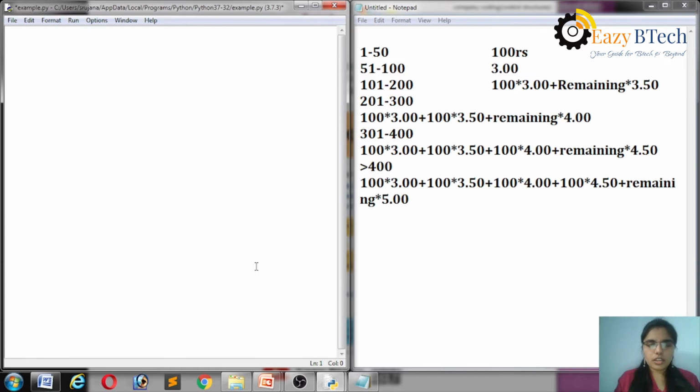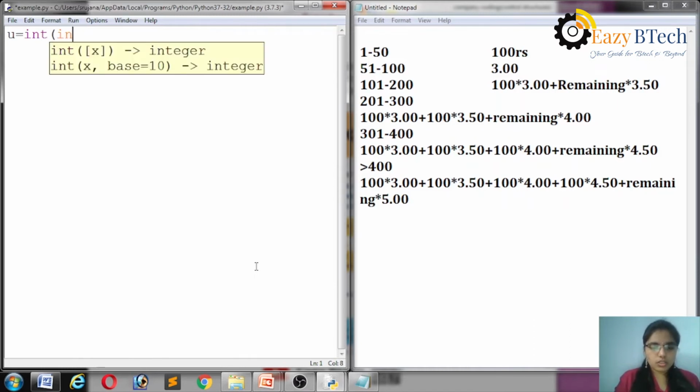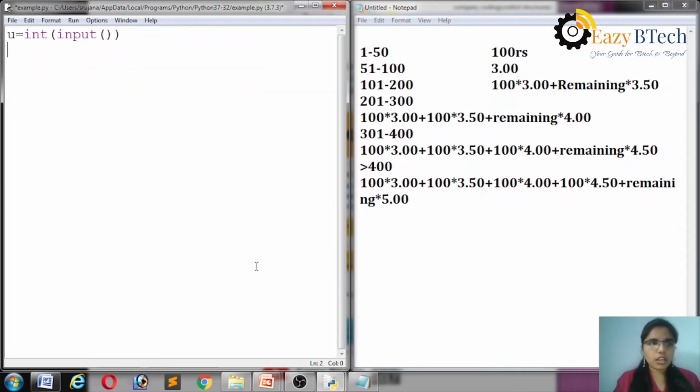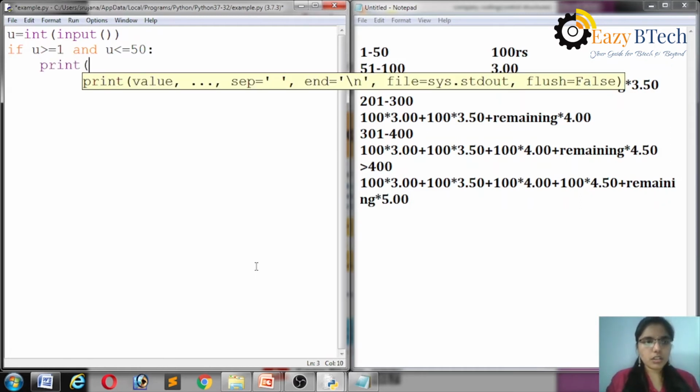Here I am taking the rules. I am taking units. U is equal to int of input, since unit should be an integer. After that, if I enter units between 1 to 50, the charge is 100 rupees. If unit is greater than or equal to 1 and unit is less than or equal to 50, then print minimum charge. Actually, it is a minimum charge. Then you have to print 100 rupees.